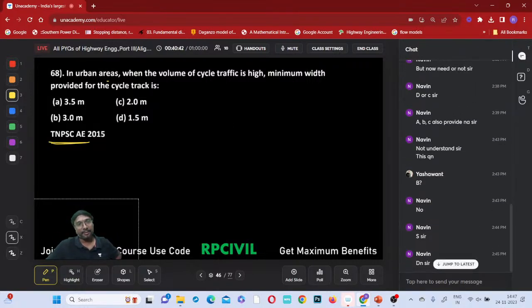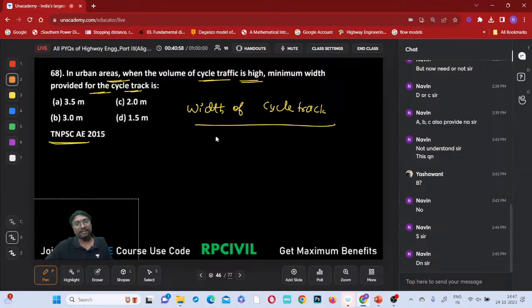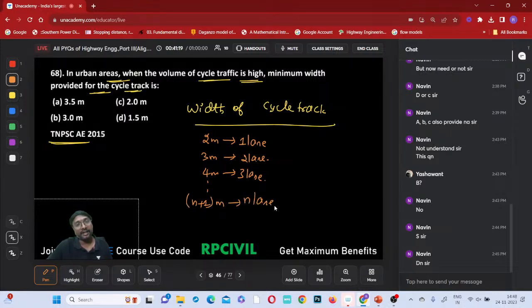In urban areas, when the volume of cycle traffic is higher, the minimum width provided for the cycle track is, right, do you remember, everyone? Width of cycle track. The width of this cycle track is 2 meter for a single lane, 3 meter for 2 lanes, and 4 meter for 3 lanes. It will be taken as n plus 1 meter for n lanes of cycle track, right? So here, minimum width means we go for the single lane only. For single lane, how much will it be? 2 meters only, right?